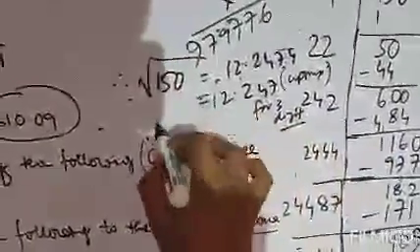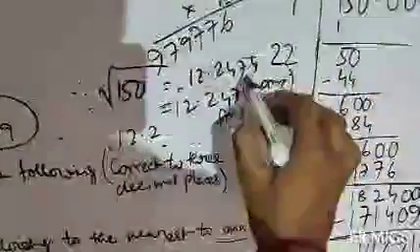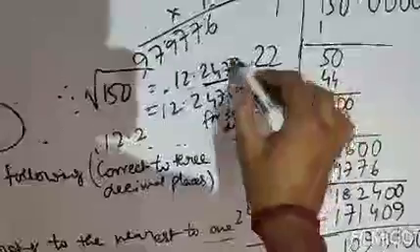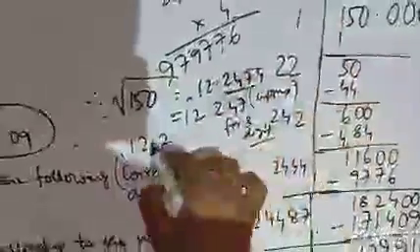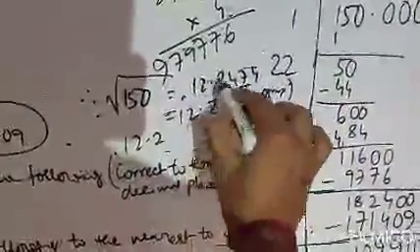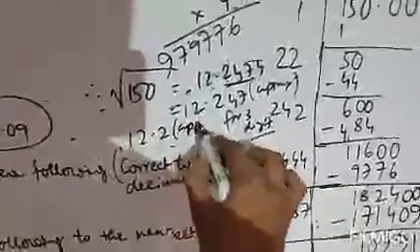For only if one decimal place is given, your answer will be 12.2. If three decimal places are given, we will take 247, and since the next digit is 4, less than 5, the approximation will be 12.247. If only one decimal place is given, the answer will be 12.2, because the digit is 4, so it is less than 5.